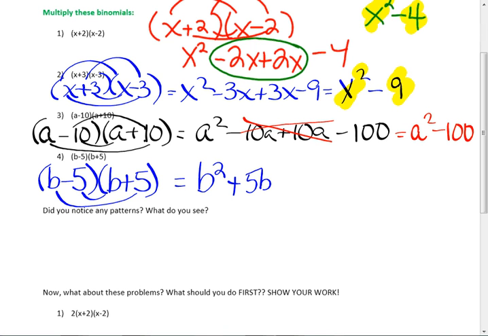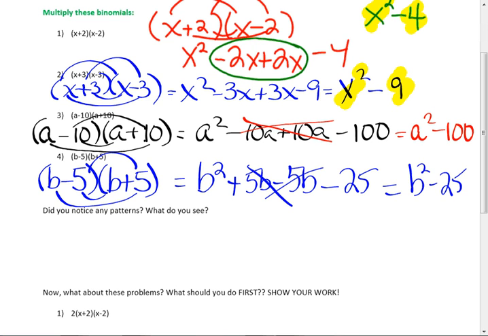5b. Okay, there's more. 5b. And then the last one, minus 25. What happens to the 5b and the minus 5b? They go away again. You see that? So I get b squared minus 25.